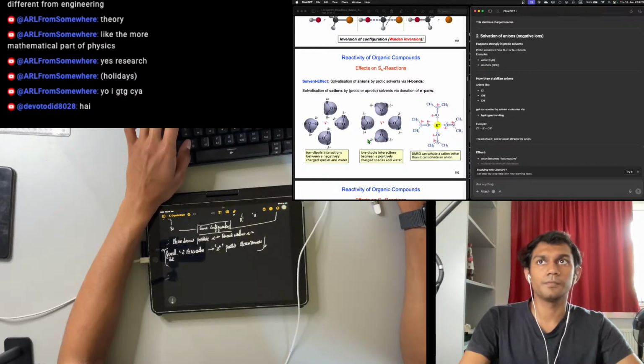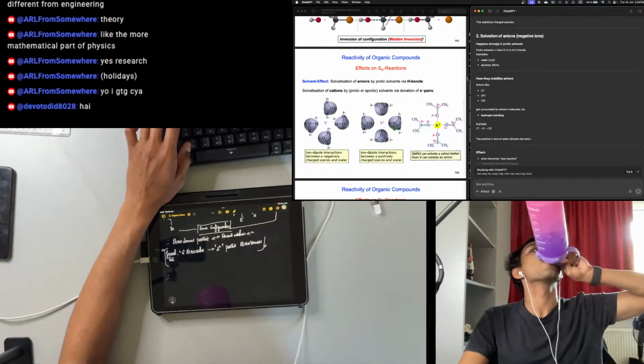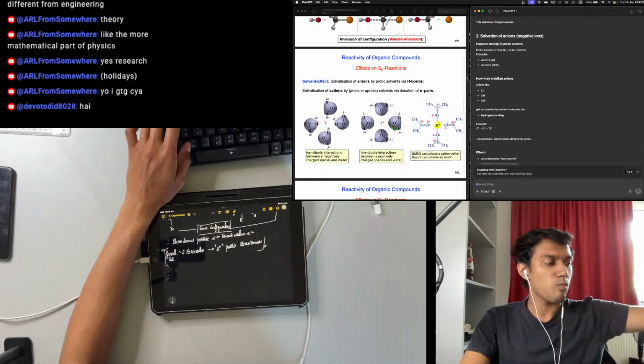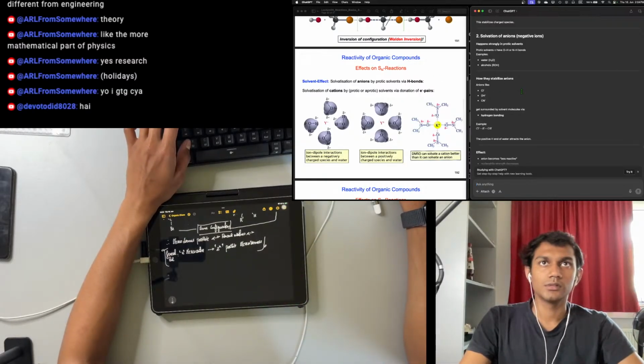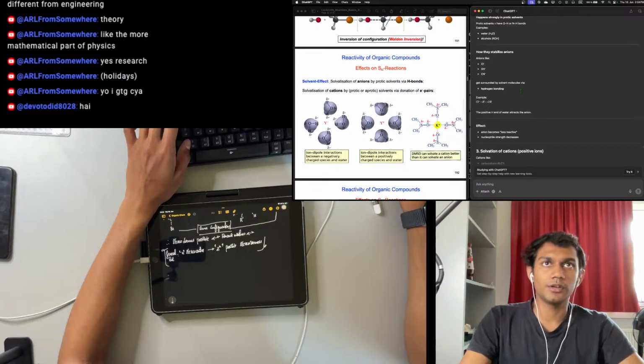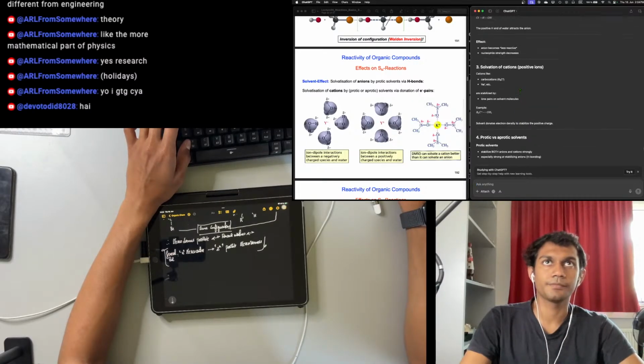How is this hydrogen bonding? The anion becomes less reactive. Nucleophile strength decreases. So we're talking about the nucleophile, okay.